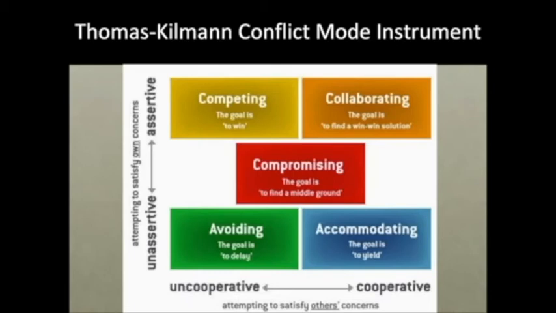Lower right, the blue rectangle, accommodating. The goal is to yield, right? In other words, you're cooperating, but you're not assertive. Now the squishy middle, that red part, compromising, is the one most often people fall into because it's easy and it's seemingly fair, and it results in a solution in most cases. But maybe not. Because you have to give something up, you may have some bad feelings, and it fosters future conflict. So compromising is something we probably all have felt we've gone through most often. The goal is to find a middle ground somehow, where each party has to give something up.